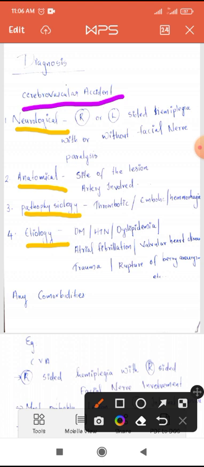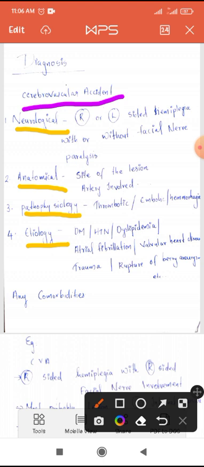Next is the pathophysiology. What is the type of the stroke? It may be a thrombotic stroke, an embolic stroke, or a hemorrhagic stroke. So we have to write what is the type of the stroke. In the last section I taught how to differentiate embolic, thrombotic, and hemorrhagic. Next we have to write the etiology.